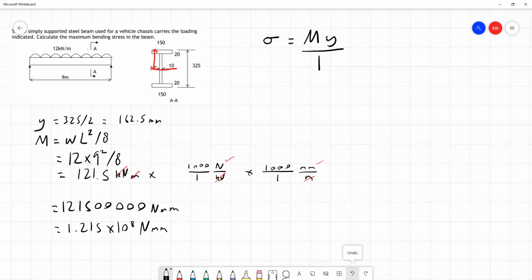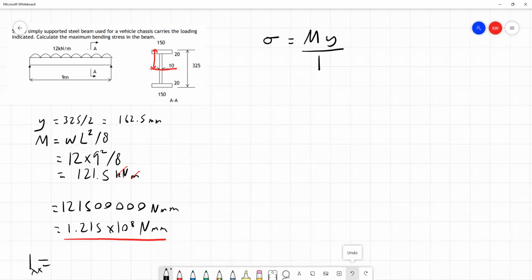Now I'll rub out this working for the units, just so we've got a bit less space. So this is our value here for M. But the last thing we need to find, so we can use our formula, is I. And it's Ixx in this case, because it is the second moment of area about the x-axis.